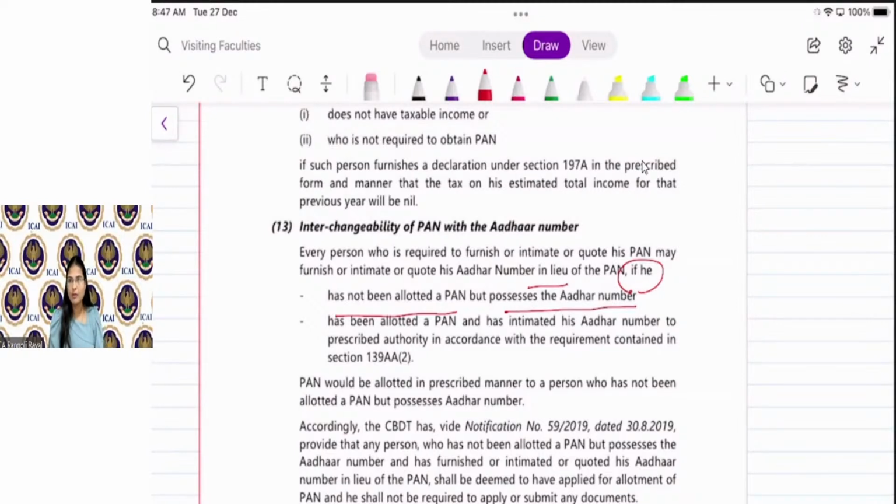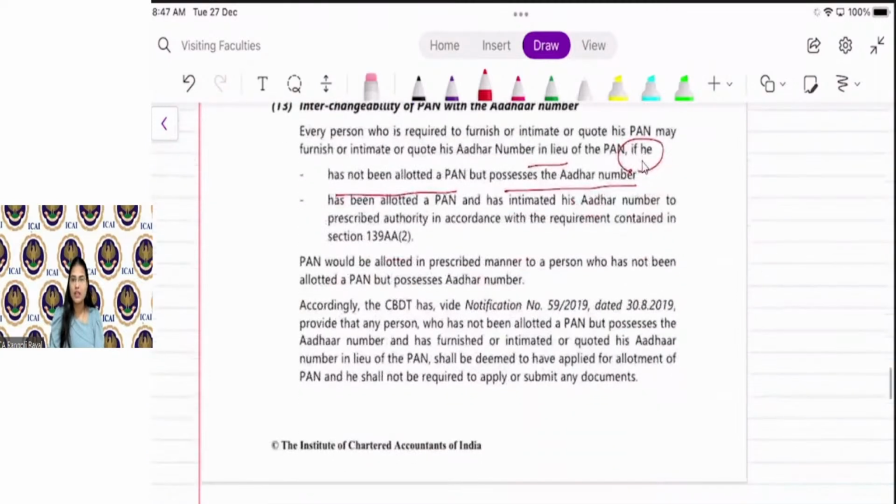Form 49 you have to file for application of PAN to a person who has not been allotted a PAN but possesses Aadhaar number. So if you are having an Aadhaar, on the basis of your Aadhaar, you can file an application to the assessing officer for issue of PAN.